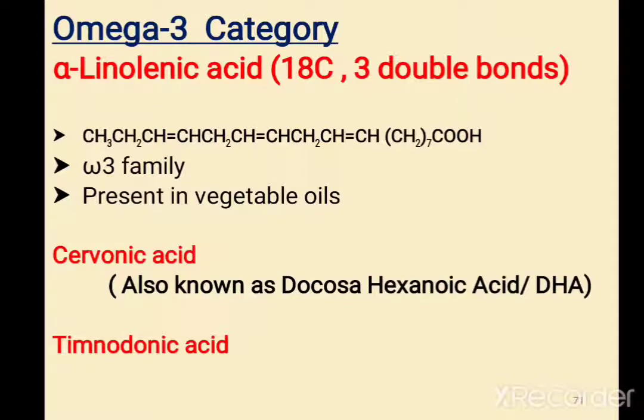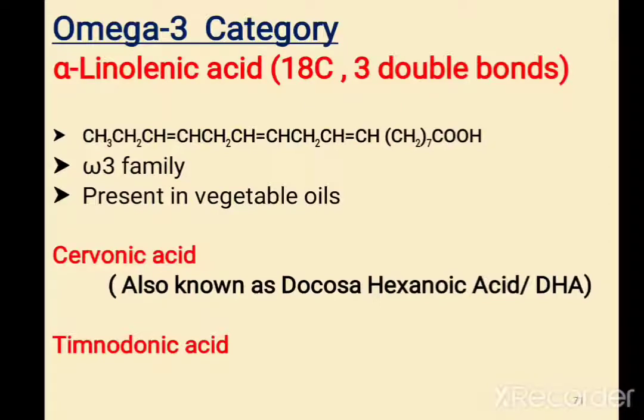Coming to omega 3 fatty acid, the example is alpha linolenic acid. Regarding alpha linolenic acid, it is an 18 carbon compound containing 3 double bonds, and the first double bond from the methyl end is present at the omega 3 position. That's why it is known as omega 3 fatty acid. And this alpha linolenic acid is present in vegetable oils.